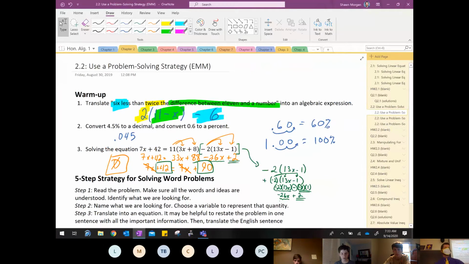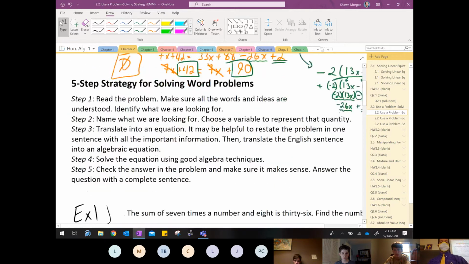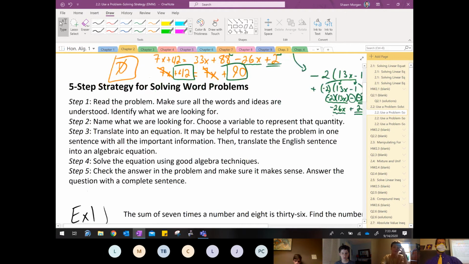All right, make sense, Nate? You good? You got straight? All right. So that being said, our warm-up complete. Look at these 5 steps for solving word problems. Okay. Now you don't have to write all of these down. I'm going to highlight the basics that I want you to get down.